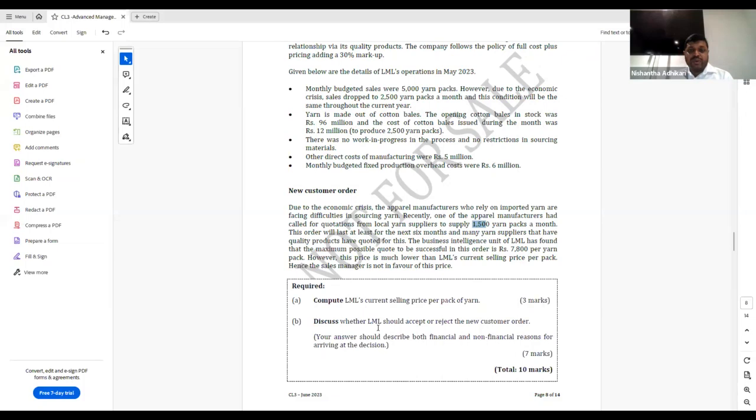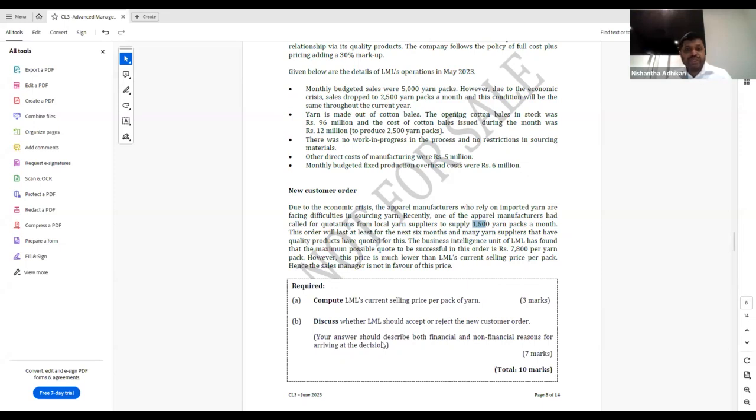That is the answer for part B. Financial and non-financial factors are to be considered prior to selling this product. Based on that, you can earn 1,000 rupees more. That means your total profit will go up. Right, okay.